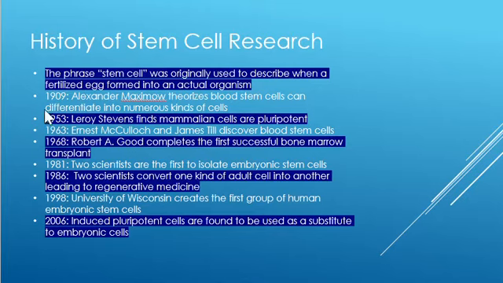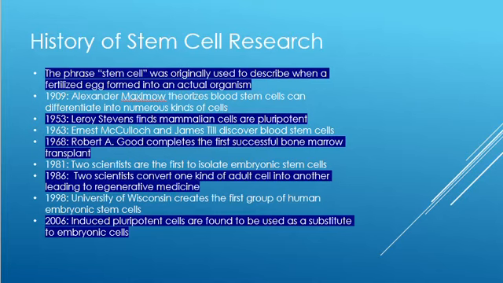Second major point, in 1953, Leroy Stevens finds in an experiment with mice that cells in mammals are pluripotent, meaning that they can differentiate into any cell found in a fully grown animal. In 1968, Robert A. Good performs the first successful bone marrow transplant, and it was on a child who was suffering from an immune deficiency that killed other relatives in his family. He actually received a transplant from his sister and lived a healthy life.